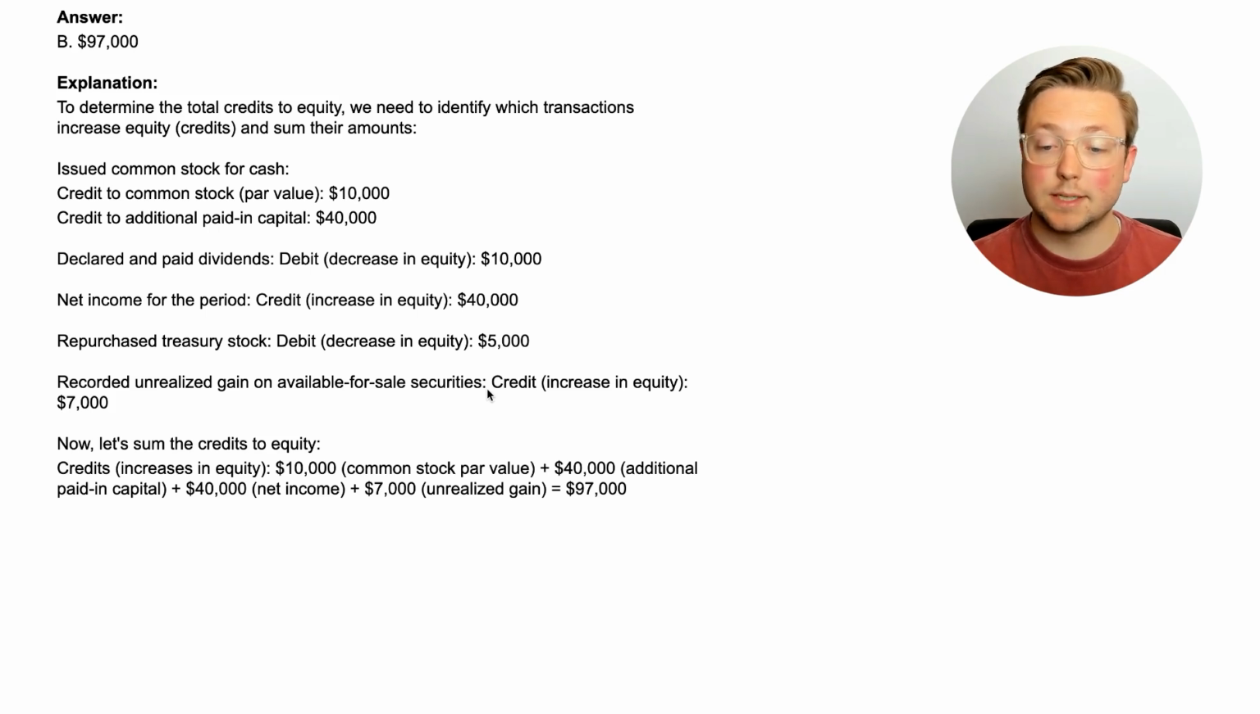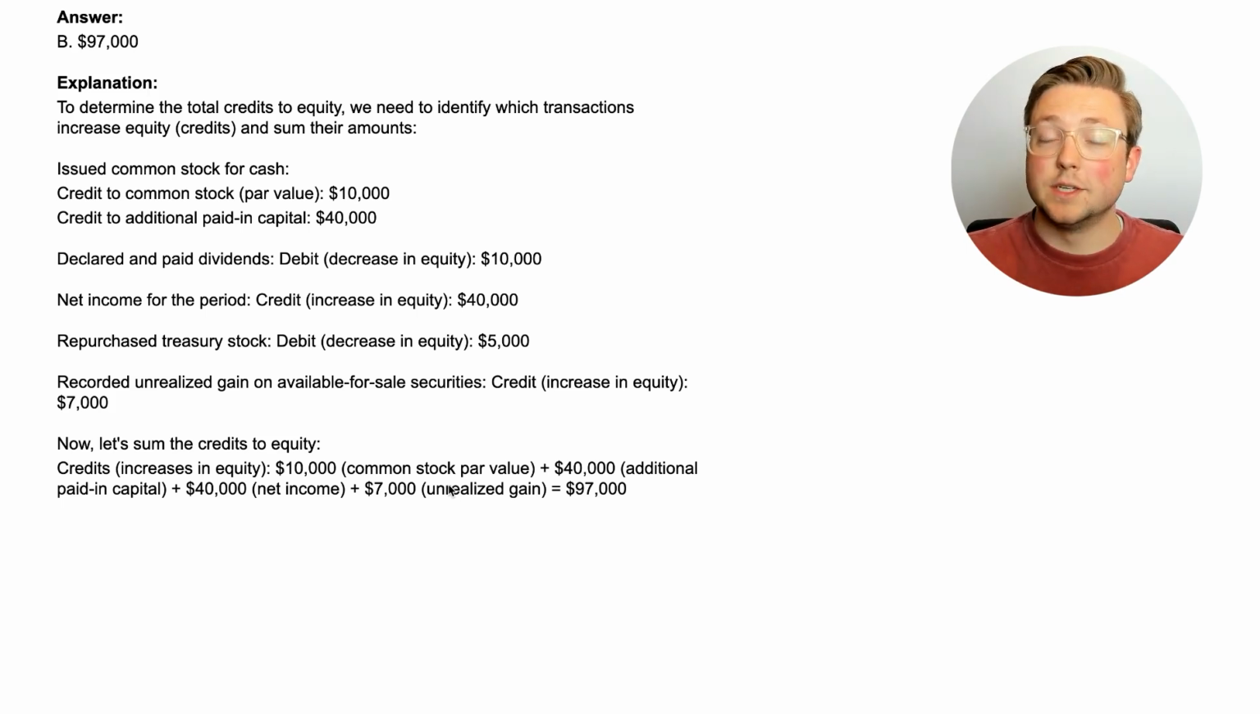And then finally, the unrealized gain on available for sale securities, that's a credit because that's a gain that increases equity, so that's $7,000. So we take all that, the $10,000 of the common stock at par value, plus the additional paid in capital or APIC, the $40,000 of net income, and then $7,000 of unrealized gain. These are all credits. These are all things that increase equity. So make sure you remember how equity is affected.